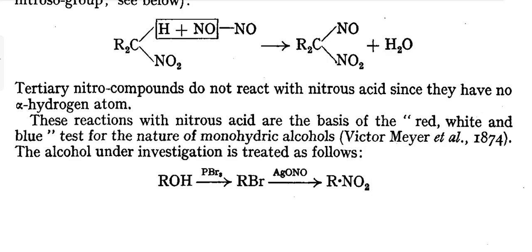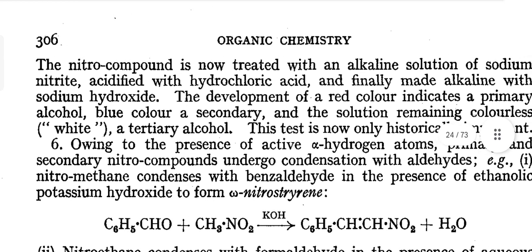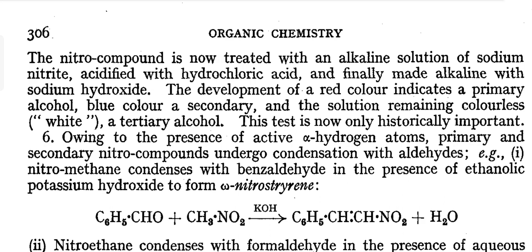These reactions with nitrous acid are the basis of the red, white and blue test for the nature of monohydric alcohols, that is Victor Meyer test. The alcohol under investigation is treated as follows. Firstly, our alcohol is converted into an alkyl halide using PBr3 or any kind of reagent which converts it into alkyl halide. Then we react it with AgNO2, that is silver nitrite, and convert it into a nitro compound. The nitro compound is now treated with sodium nitrite, acidified with hydrochloric acid, and finally made alkaline with sodium hydroxide. The development of a red color indicates a primary alcohol, blue color a secondary, and the solution remaining colorless, white, a tertiary alcohol. This is a test now only historically important.